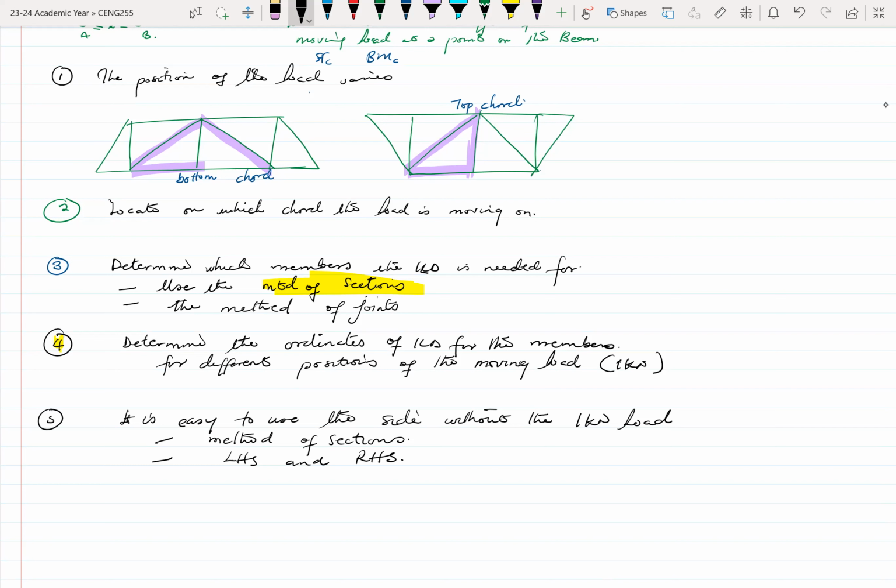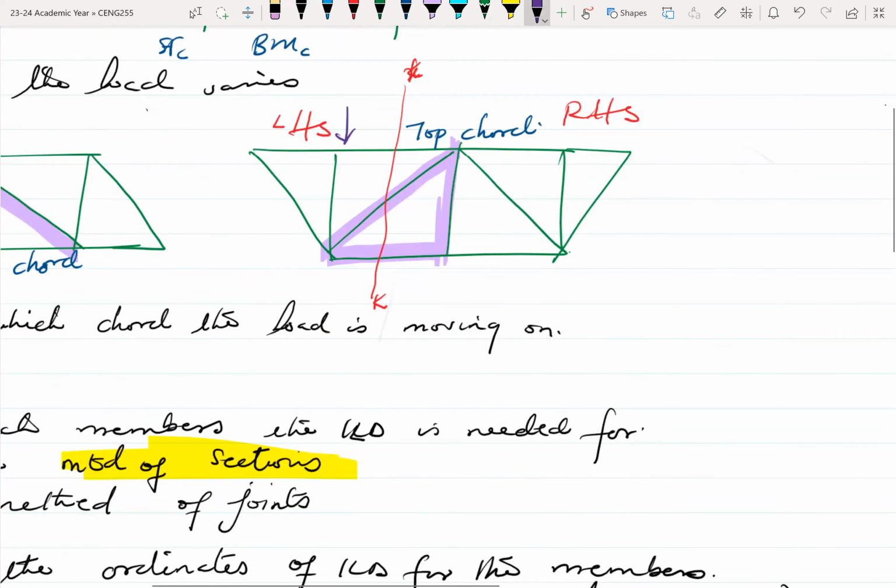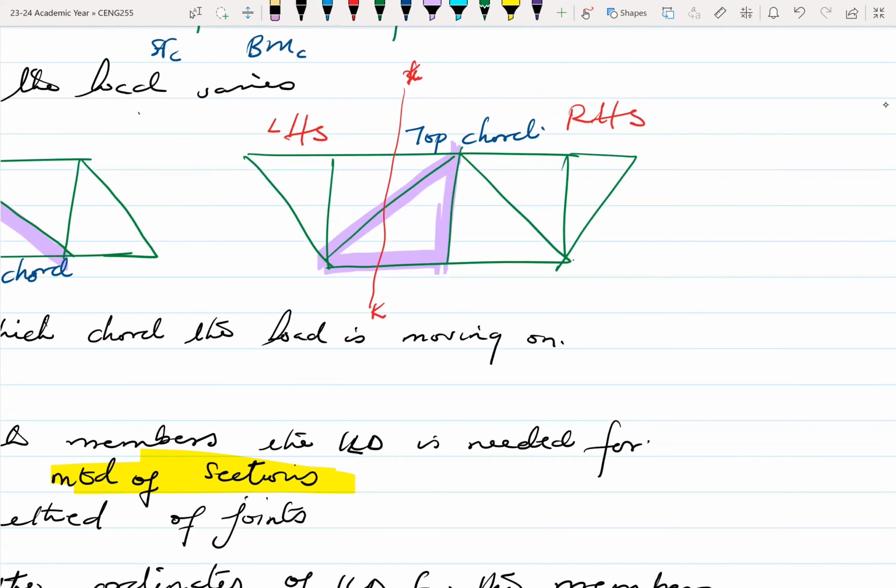And what that means is at some point it will be on the left of the section you cut, or let's say if you cut a section through the truss, this is your X, this is your KK. You cut a section through the truss. So you have the left-hand side, you have the right-hand side, all right? So if your load is moving, at some point the load is found on the left-hand side, and at another instant in time, this moving load has now moved to somewhere on the right-hand side.